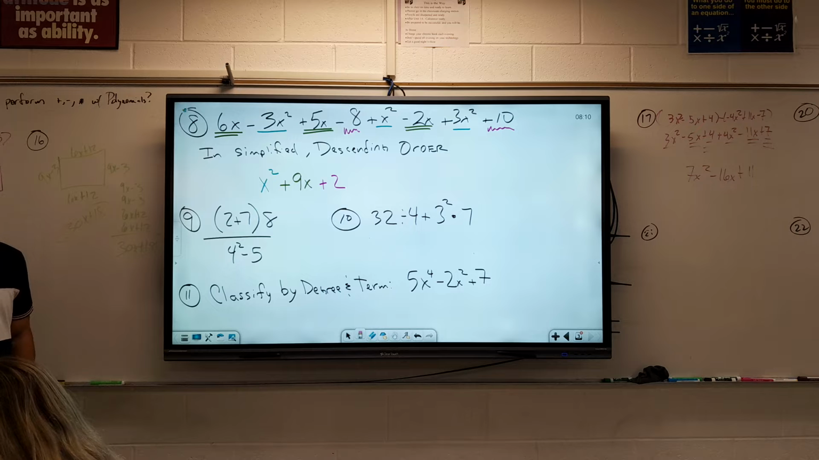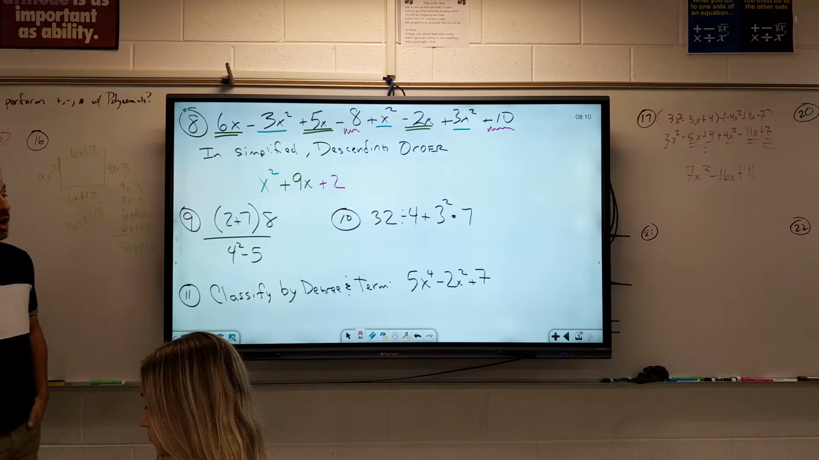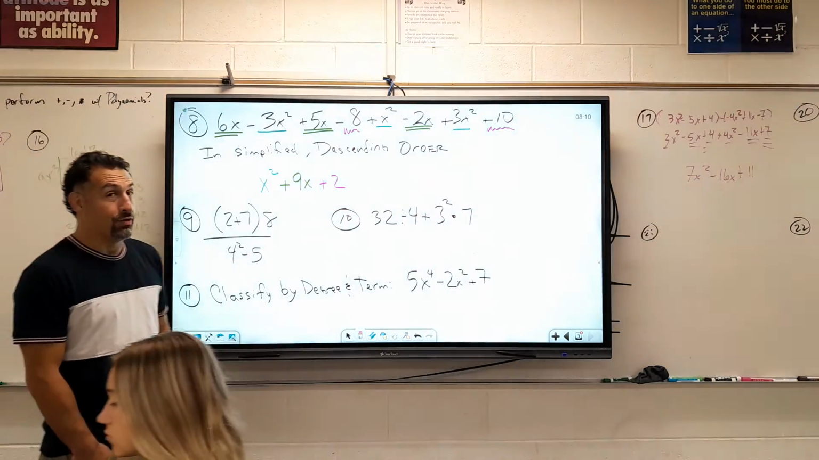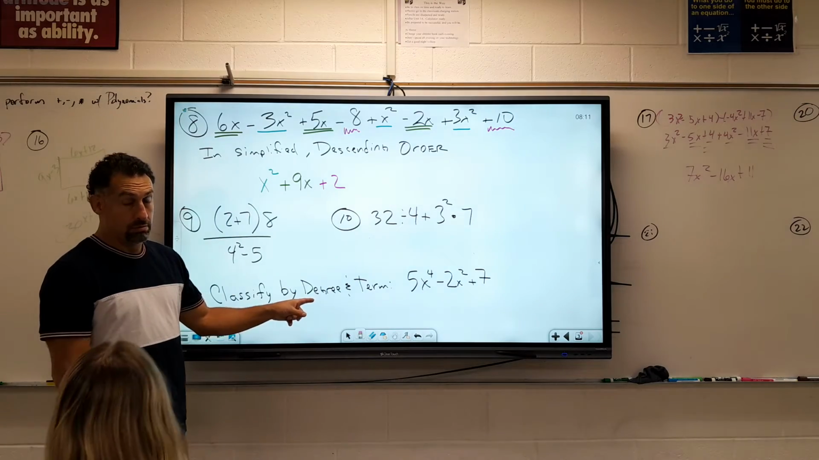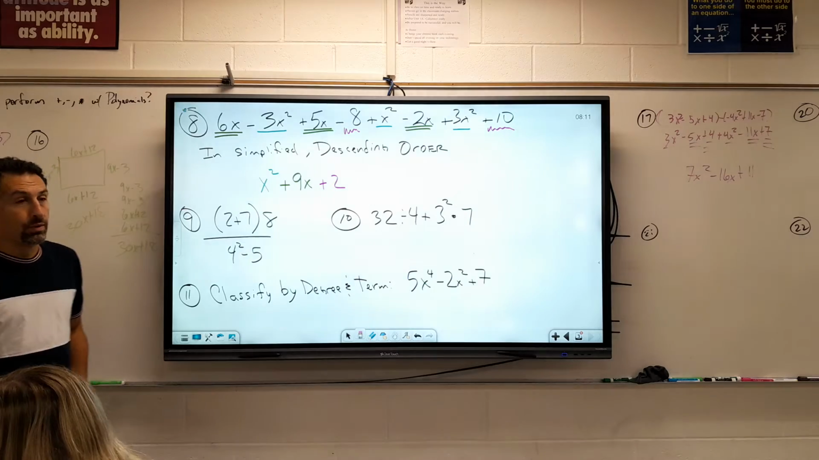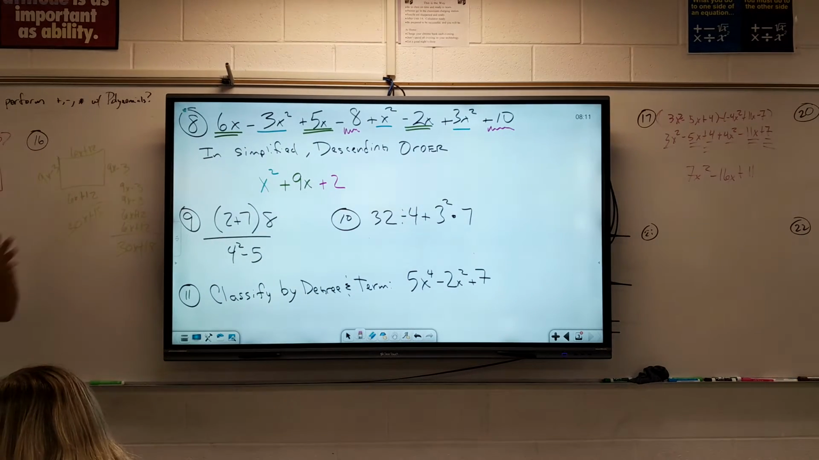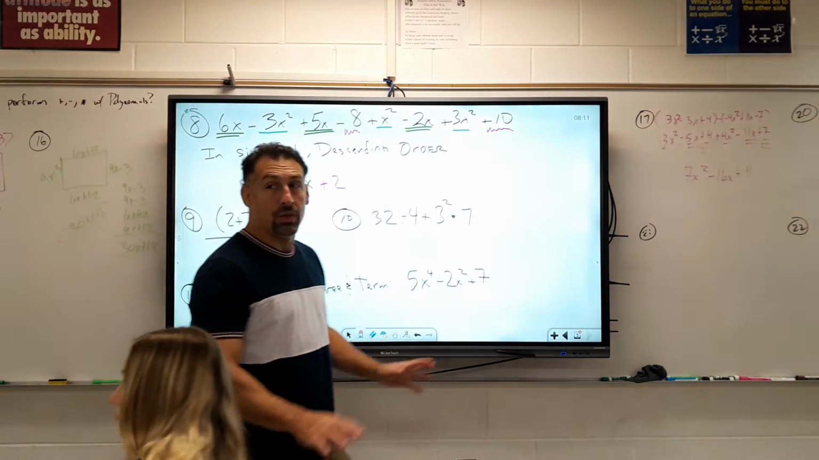What's it asking for the very last question? Pull out your vocabulary notes. Is it asking to name what they are? Oh, I thought you asked me for the answer. Name it by exponent, degree, name it by term. It's from the first day in our unit. We had this big sheet of vocabulary notes. We did all the stuff.